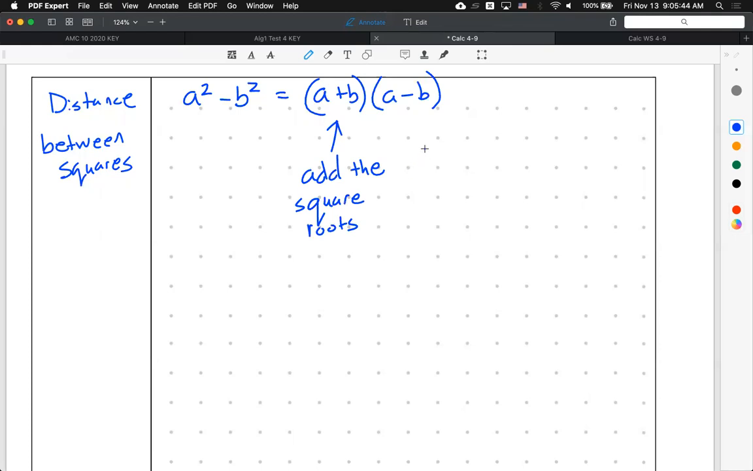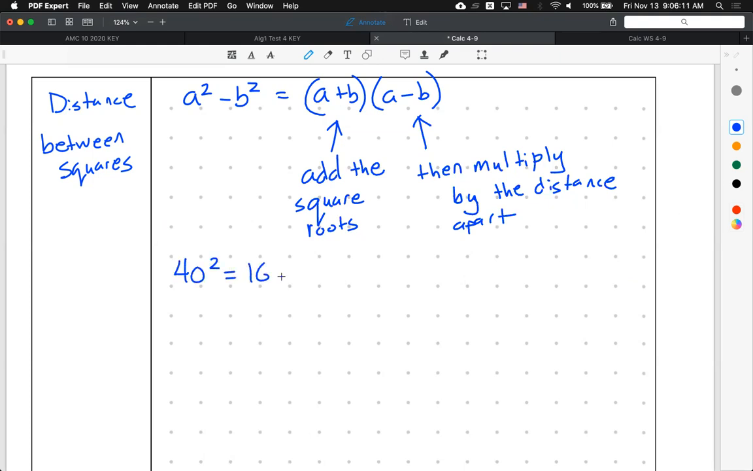And then after you do that, then multiply by the distance apart. So for example, we knew 40 squared was 1600. And we're trying to find 42 squared, but we don't know what that is. That was the question mark.